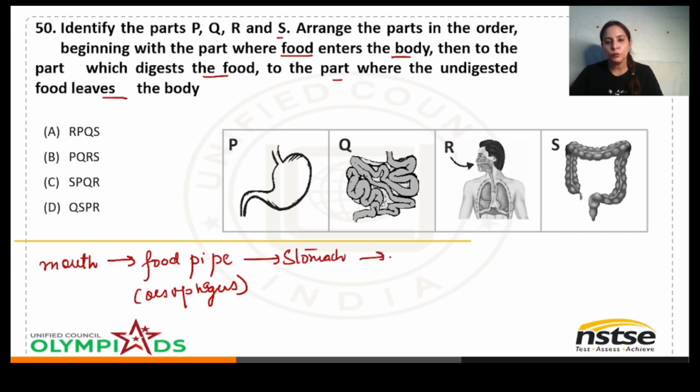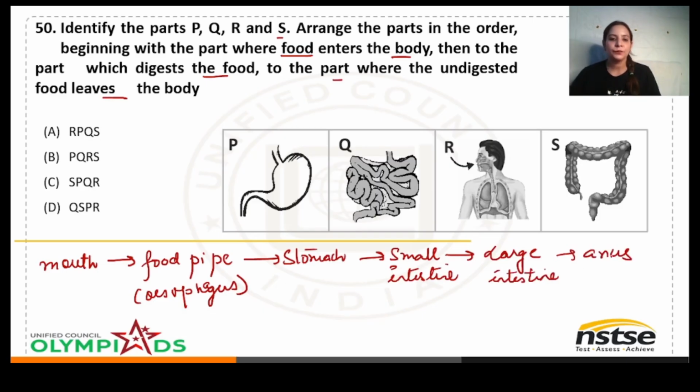From stomach, it moves to small intestine. It is the largest part of the alimentary canal. Small intestine leads to large intestine, and then finally through anus, food is thrown out. So mouth helps in chewing of food. Through mouth you take in food and it helps you to chew also. The food pipe acts as a passage through which food is sent to stomach.